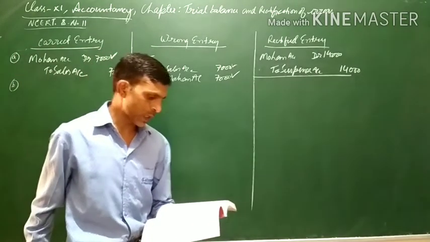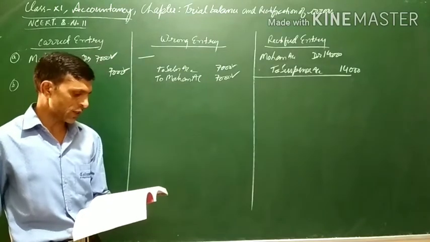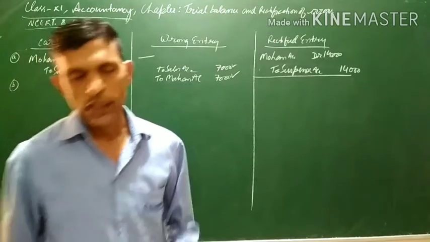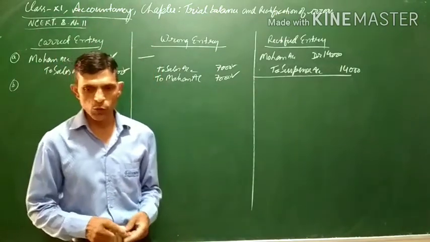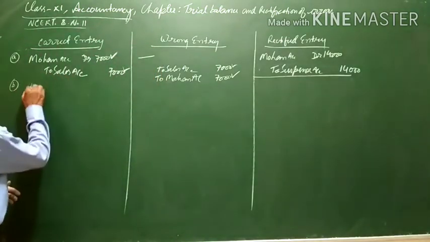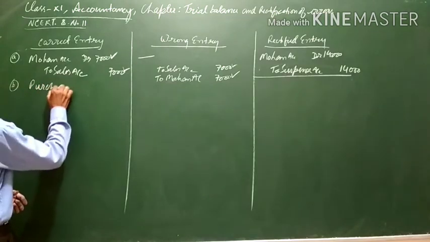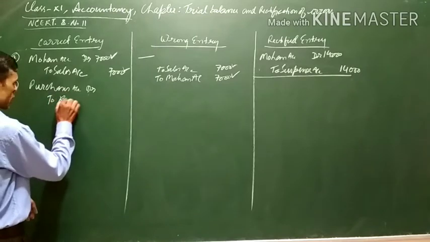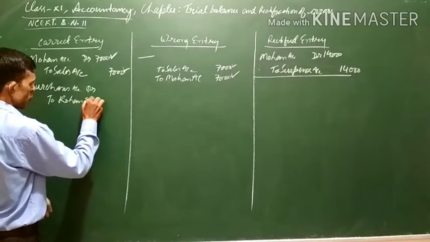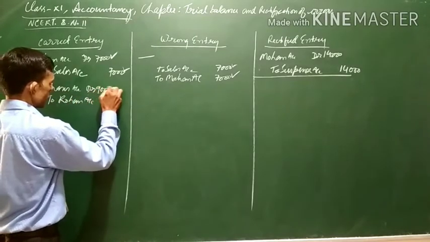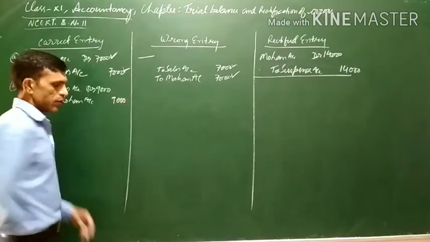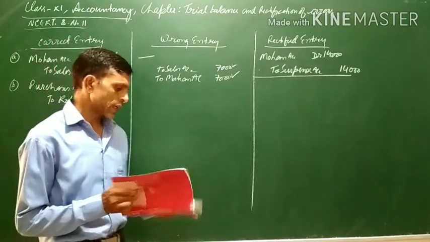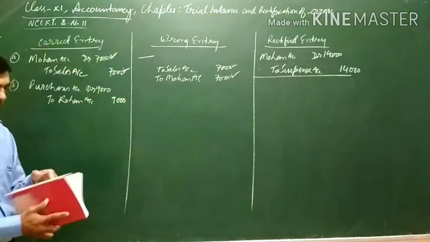Credit purchase from Rohan 9,000 were posted to the debit of his account at 6,000. First of all, the correct entry. Credit purchase from Rohan, goods are purchased, entry will be purchases account debit to Rohan account 9,000. This is the correct entry.